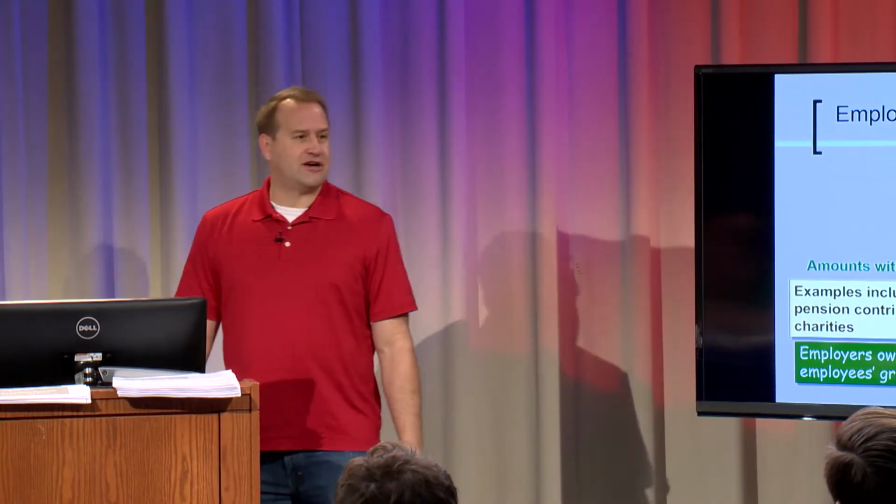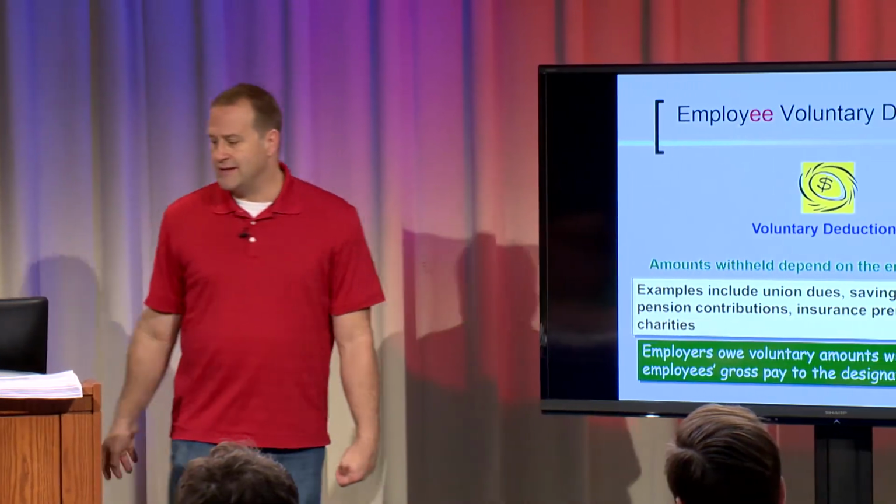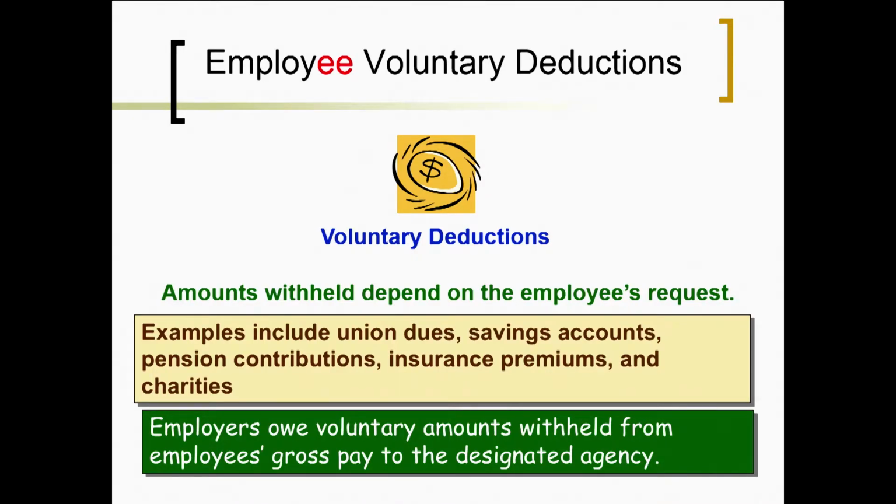Same thing with your voluntary deductions. You can go to the slide here. Same thing with voluntary deductions. For anything like savings account or United Way or insurance or whatever, they withhold that amount from your paycheck, but they have to accrue a liability to the proper party, and they have to pay that. Now, that's all money. We're talking about employee deductions, okay?